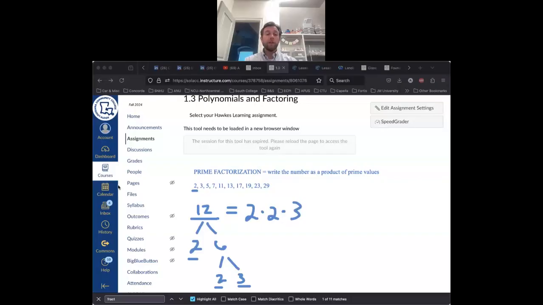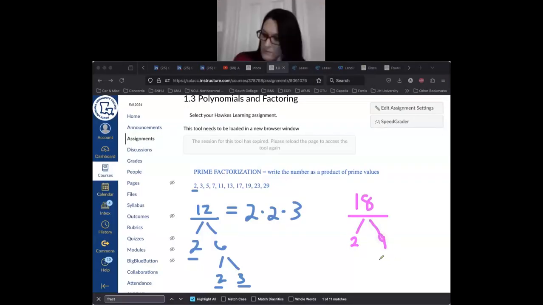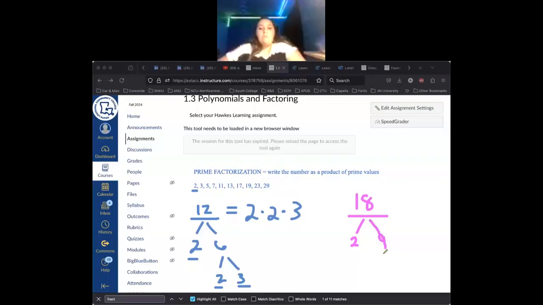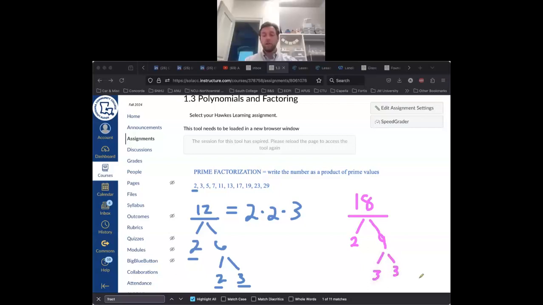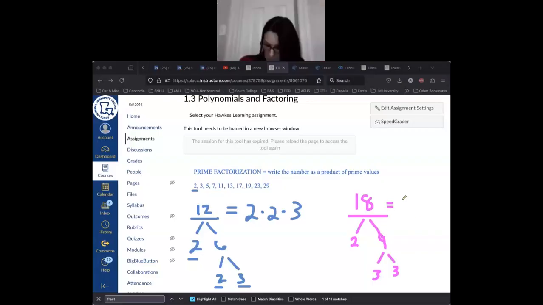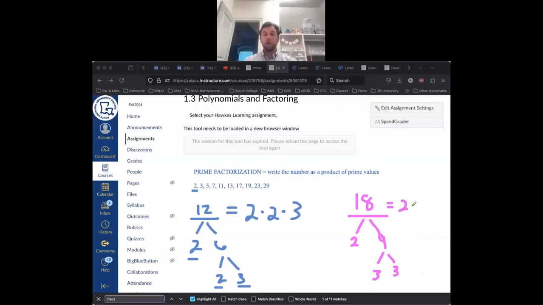So let's do the same thing with 18. I factor that into what? 2 times 9. Then what? Then you have 3 times 3 for the 9. So factor the 9 into 3 times 3. Is my chain done? Yes. So then I write it as a product of primes: 2 times 3 times 3.